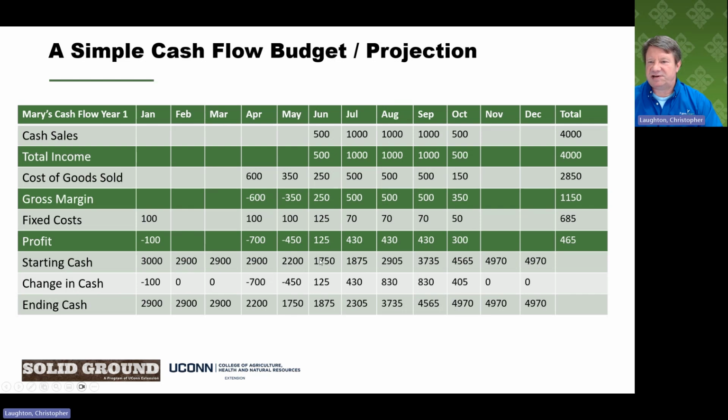And then we start to earn some cash back in June. So in June, we start the month with $1,750. We add $125 because we have both revenue and expenses that month. So we get to $1,875. And then we go forward, as you can see. So even though this farm is profitable over the course of the year, it made $465 in profit on sales of $4,000.